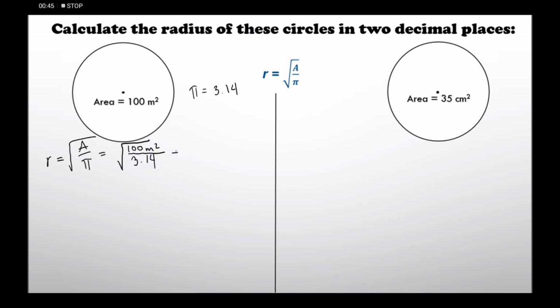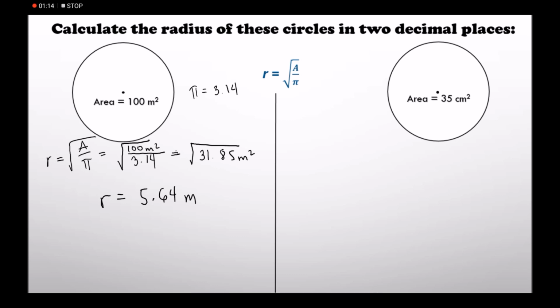So let's divide 100 divided by 3.14, and that will result to square root of 31.85 meters square. Then we'll take the square root of 31.85 meters square. So the radius will become 5.64 meters in 2 decimal places.